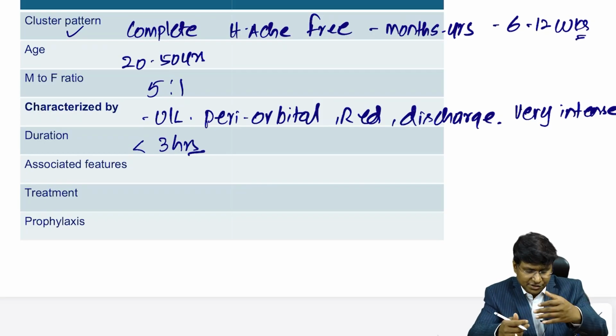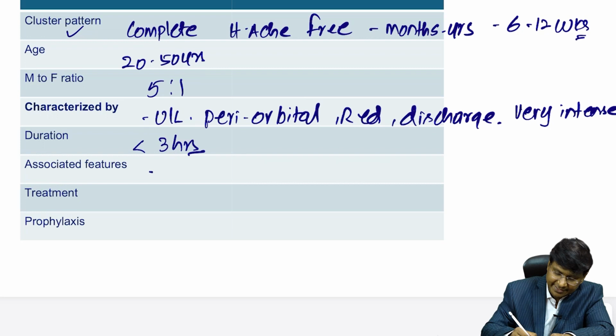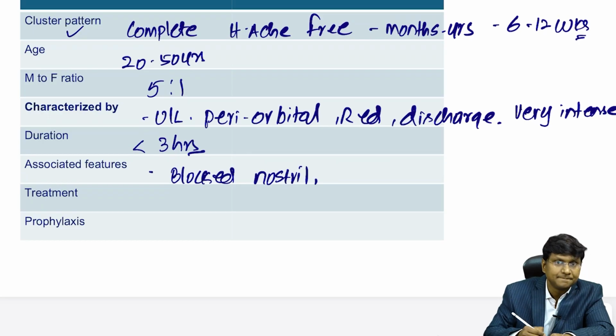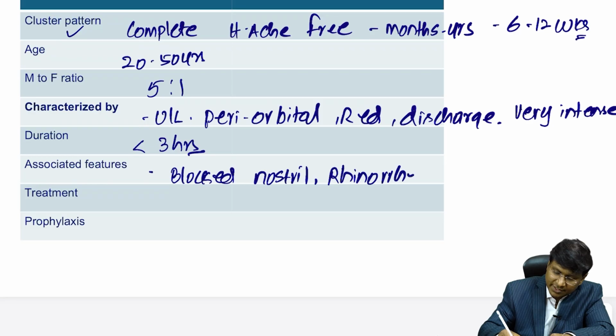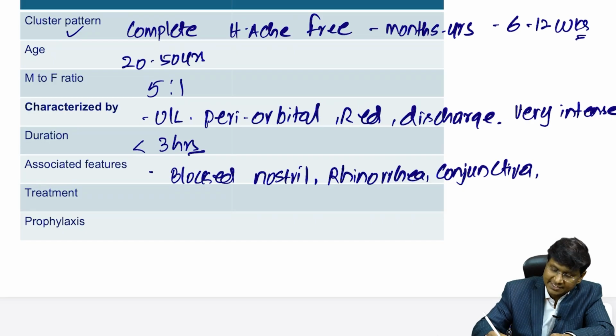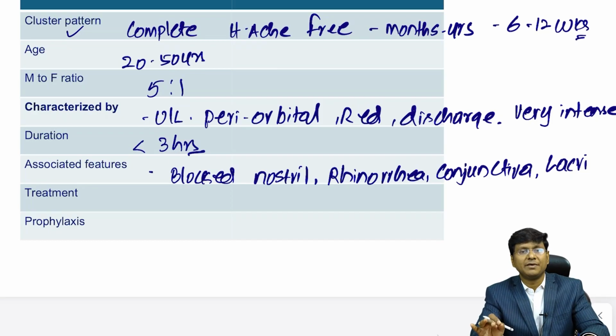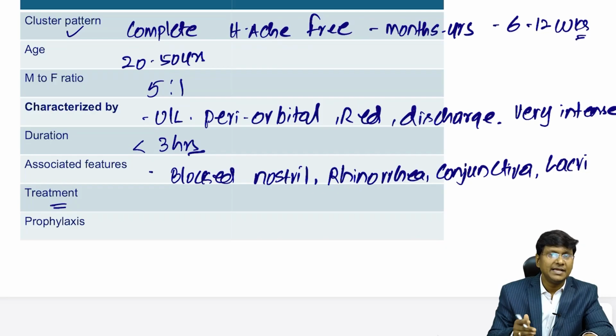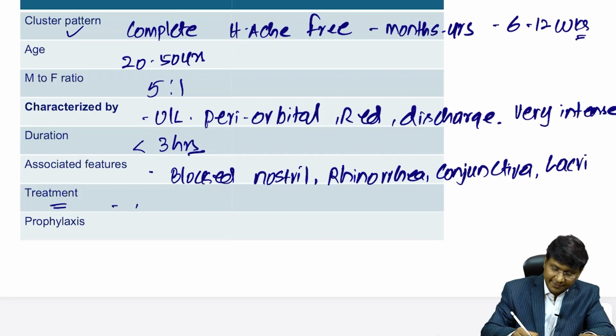The associated features of the cluster headache include a blocked nostril. There can also be discharge from the nose, that is rhinorrhea, right? And there can be redness of the conjunctiva, and even lacrimation from the eye, and even there can be miosis. And how do you treat in case of acute cluster headache?